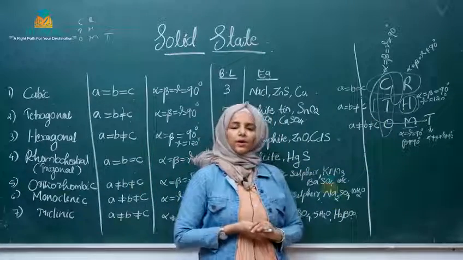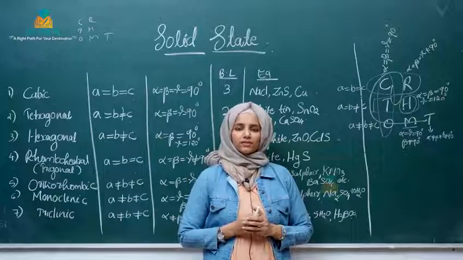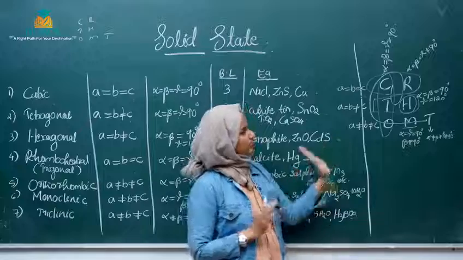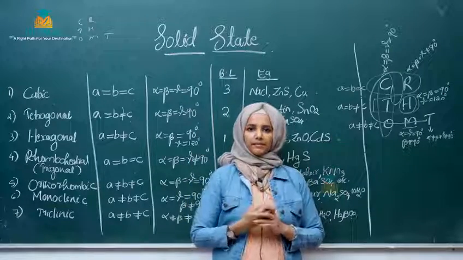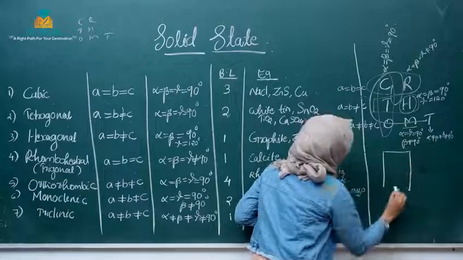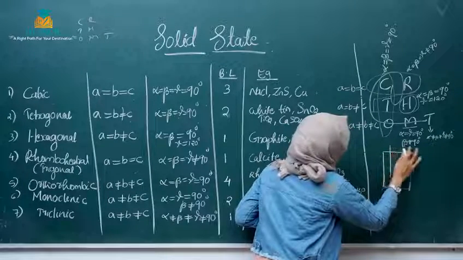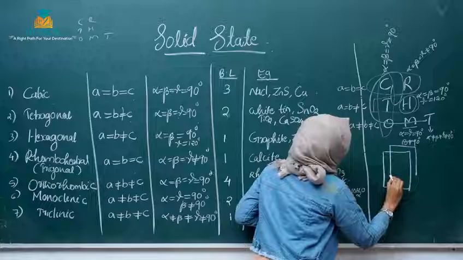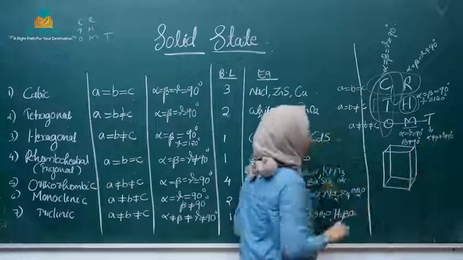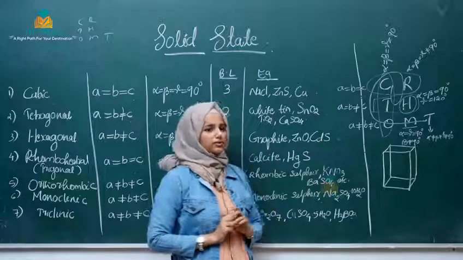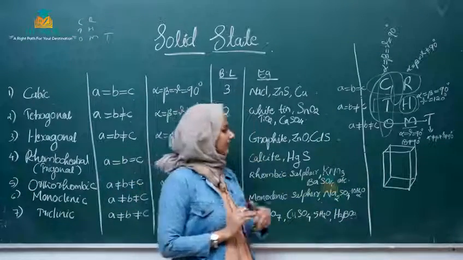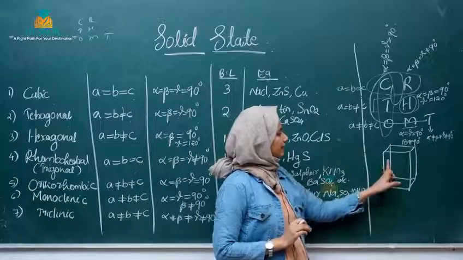Suppose you know the structure of a matchbox. Just imagine the structure of a matchbox and find out in which type of crystal system it comes. Let's check. So this is our matchbox, right? This is the structure of a matchbox. Which type of crystal system does the matchbox belong to? We will check.